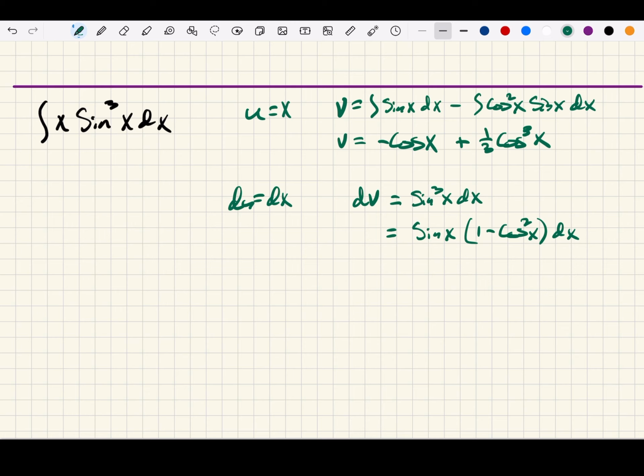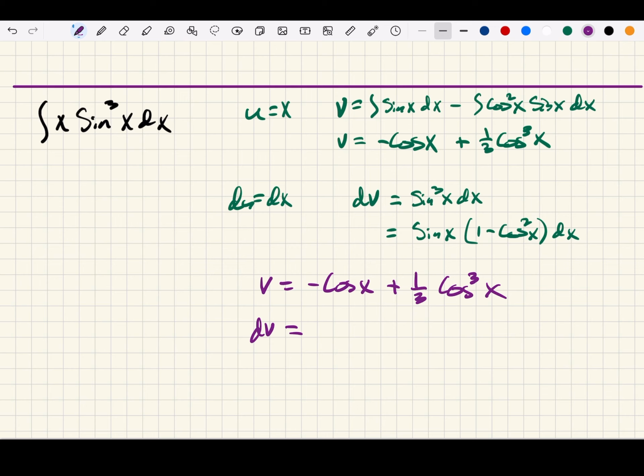How would I make sure I did that right? Yeah, just find the derivative. I think what I'd do is say, if we call it v, if v is minus cosine x plus 1/3 cosine cube x, then dv ought to be equal to sine cube x dx, right?